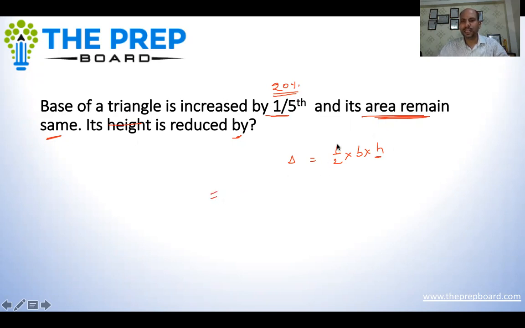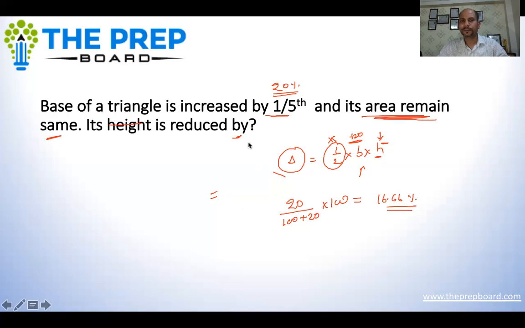Now the area of the triangle: here we can see that half is constant, so it does not make any effect. The left side is the area of the triangle, which is also constant. It is mentioned the area remains the same. The change in base has been given, that it has increased by 20%. We are supposed to find the change in height. So we can use again the same formula. The answer should be again 20 plus 20 over 100 plus 20, multiplied by 100, which is 16.66%.